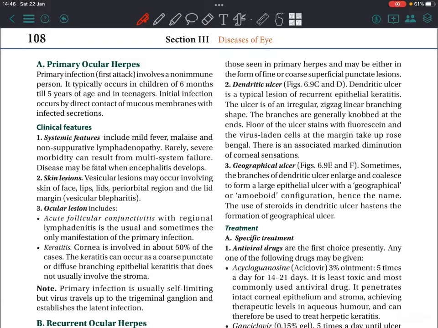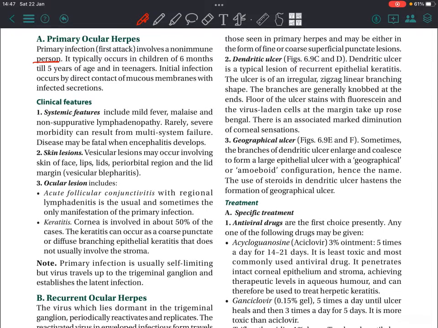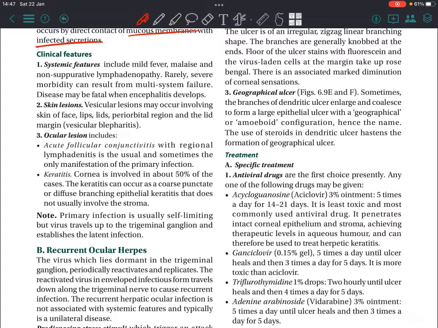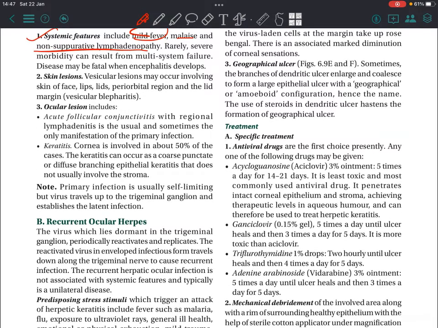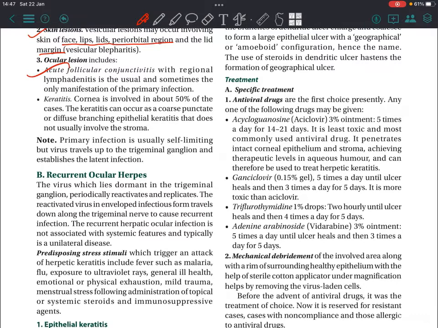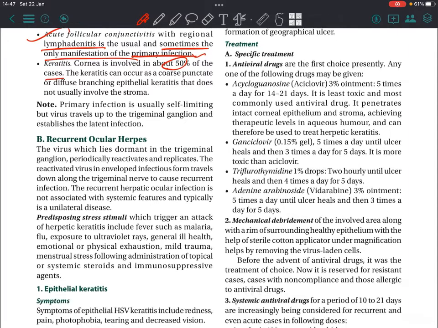Primary ocular herpes involves a non-immune person. It typically occurs in children from 6 months to 5 years of age. In teenagers, infection initially occurs by direct contact of mucous membrane with infected secretion. Clinical features: systemic features include mild fever, malaise, and non-suppurative lymphadenopathy. Rarely, severe morbidity can result from multi-system failure. Skin lesions occur on the face, lips, lids, periorbital area, and lid margin. Ocular lesion: acute follicular conjunctivitis. Regional lymphadenopathy is usual and sometimes the only manifestation of primary infection. Keratitis: the cornea is involved in about 50% of cases. Keratitis can occur as coarse punctate or diffuse branching keratitis.